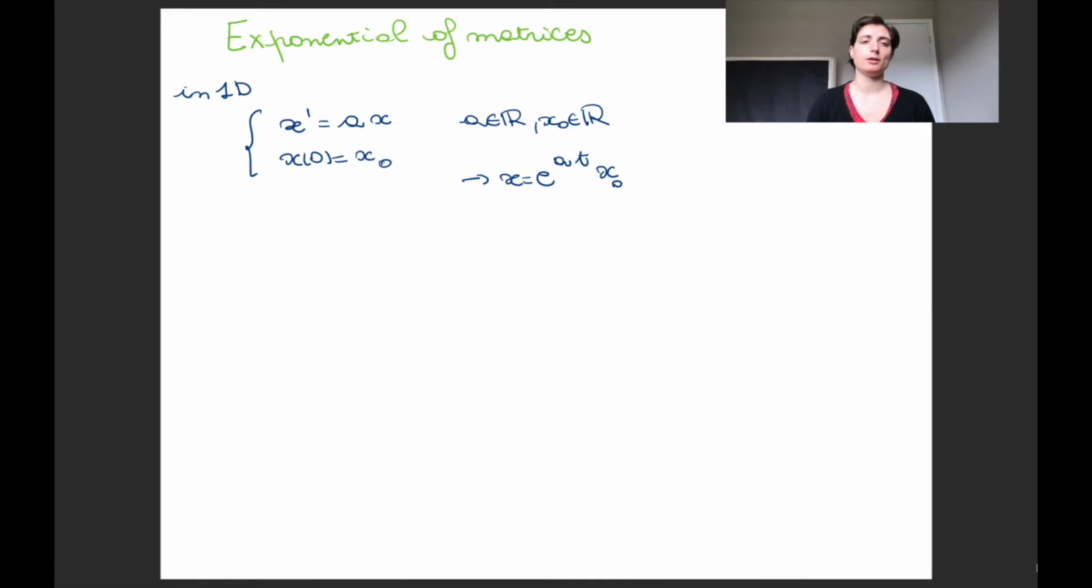a a real number. Then we fix x at t0, in this case 0, and we say that it's x0, that is a real number. And the solution is x equals exponential of at times x0. They're all real numbers, so we can freely do the multiplications in here.